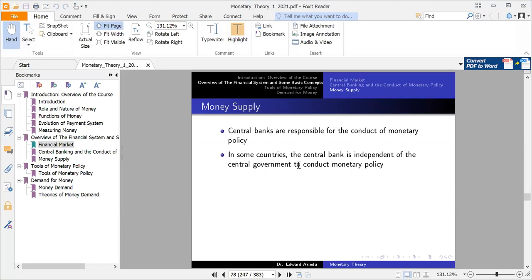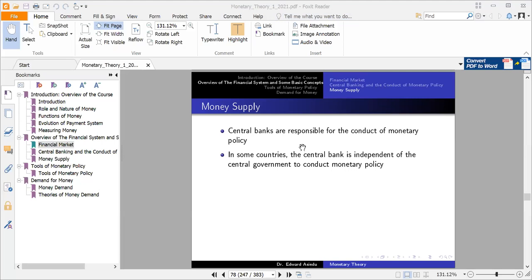In some countries, the central bank is independent of the central government in the conduct of monetary policy. My question to you guys, you are in level 400. What do you guys think? Do you think that our central bank is independent of our central government in the conduct of monetary policy? Anybody?